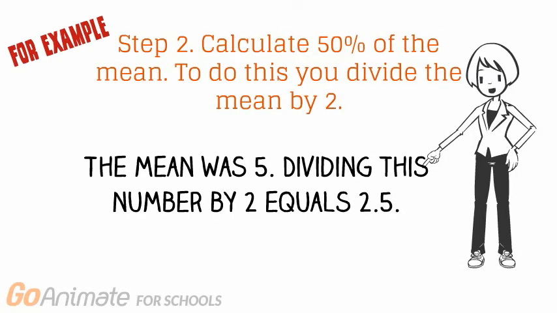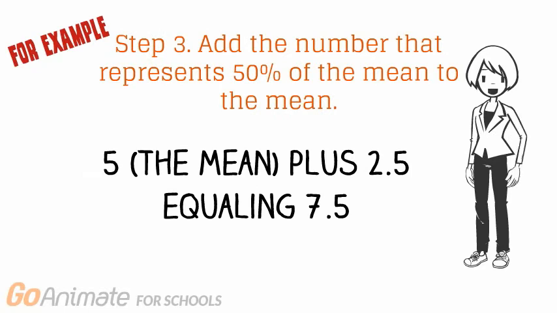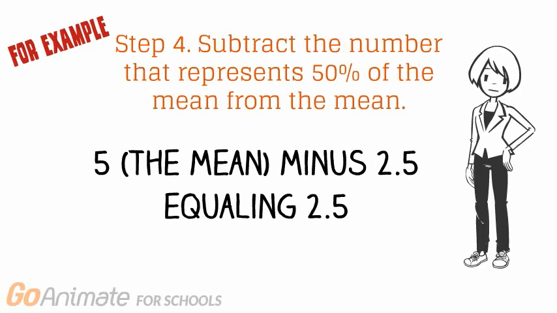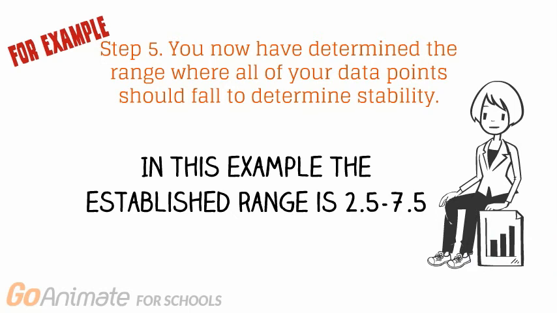In this example, the mean is 5, and dividing that number by 2 gives us 2.5. So the mean, which is 5, added to 2.5 equals 7.5. So now we take that number, 5, the mean, and we subtract 2.5, which gives us 2.5. And this gives us the range where our data points need to fall to determine stability. Our range in this example is between 2.5 and 7.5.